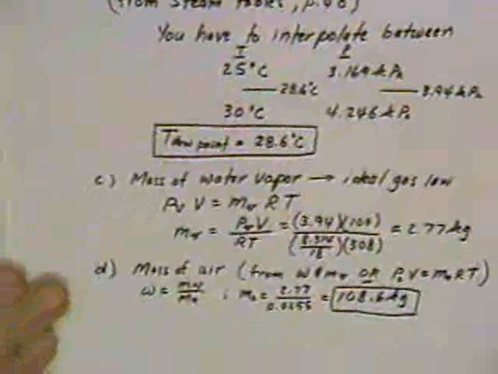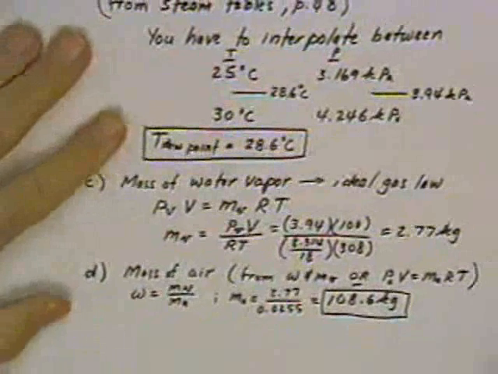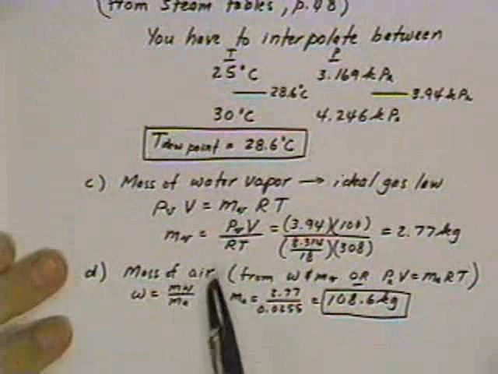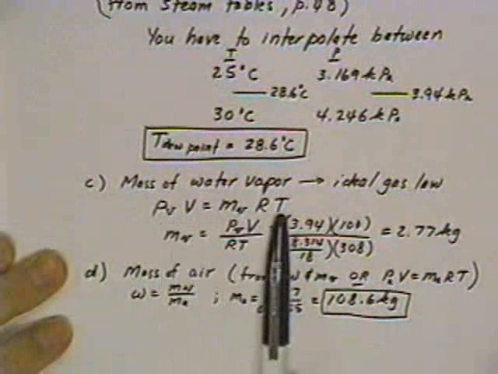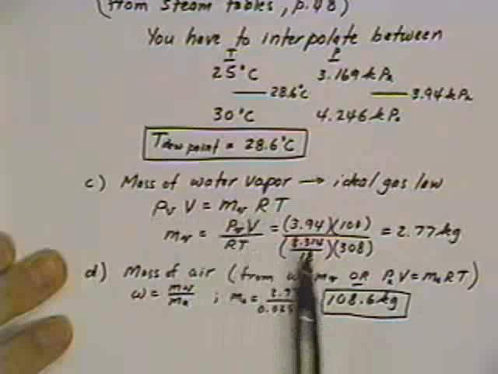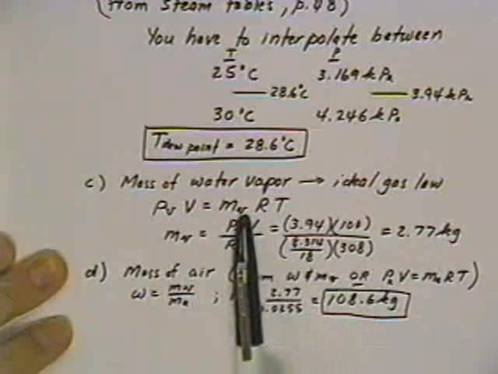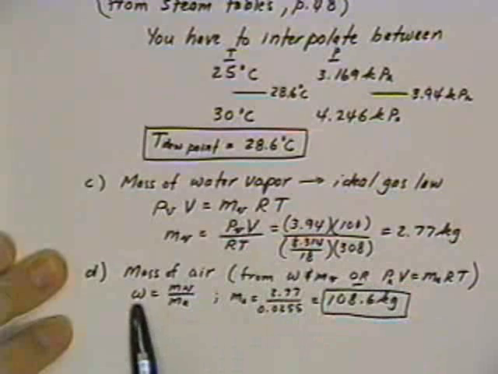Okay, the last thing we want to calculate is the mass of the air, and we can do it the same way. We can do P of the air times V is equal to the mass of the air times RT. So we can calculate the mass of the air from the partial pressure of the dry air, or we could do it from the humidity ratio. I just chose to take the humidity ratio here.